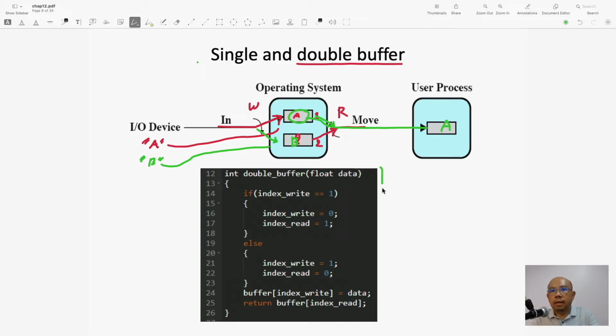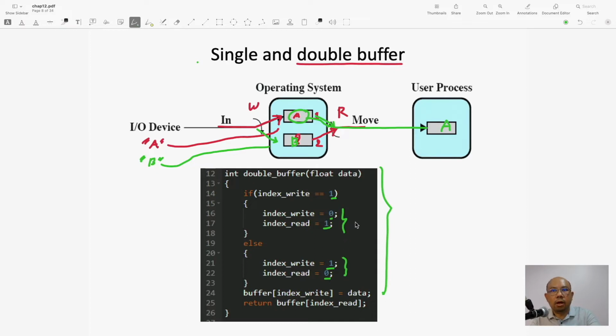In this, I show you how to implement the double buffer by writing in the C language. In this code, look at the if condition. The if condition will check index write. If index write is 1, the index write will change to 0 and index read changes to 1. And if index write is not 1, index write becomes 1 and index read becomes 0.